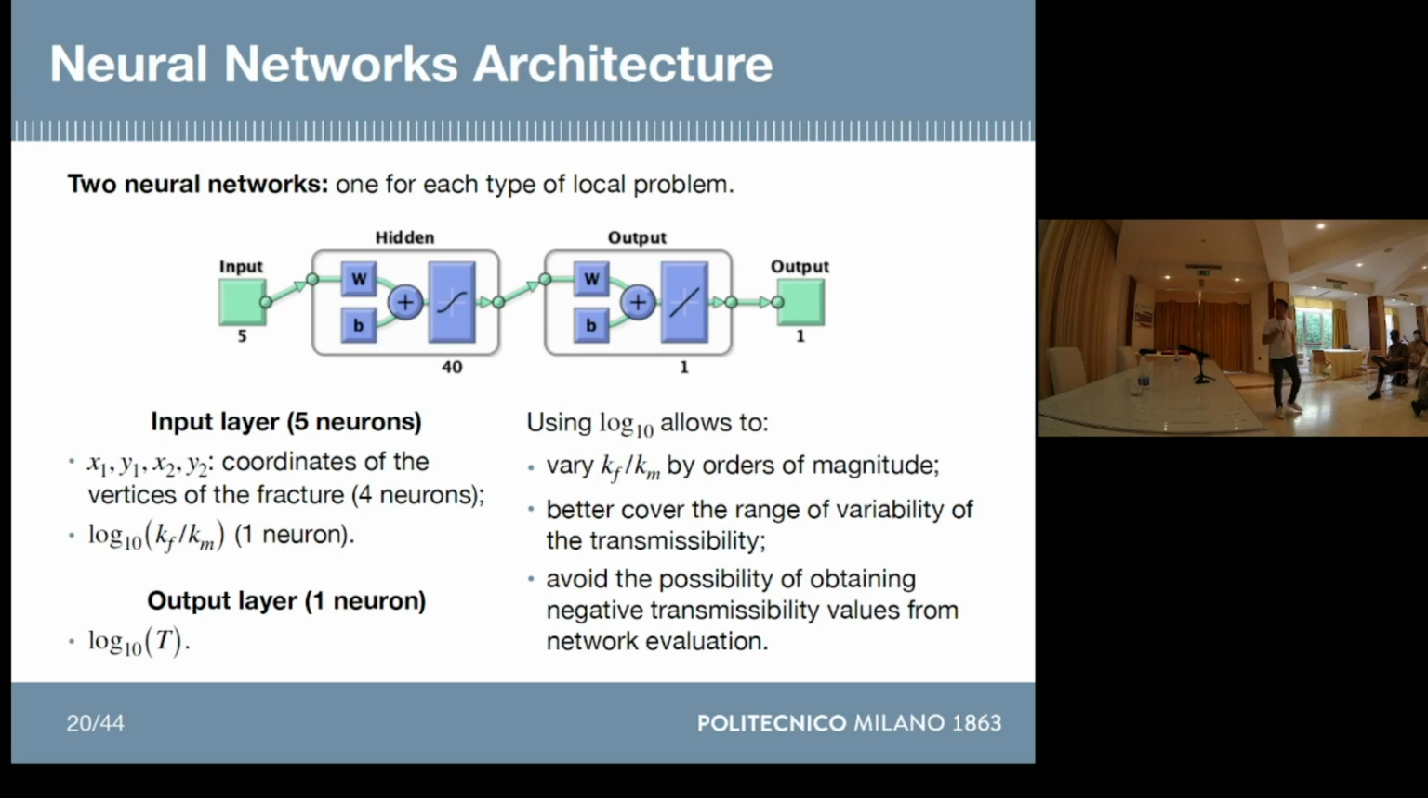But why do I use the logarithm? That's for various reasons. It allows us to vary the permeability ratio by orders of magnitude. It also allows us to better cover the range of variability of the transmissibility. And the most important thing, it allows the possibility of obtaining negative transmissibility values when performing the evaluation of the network.